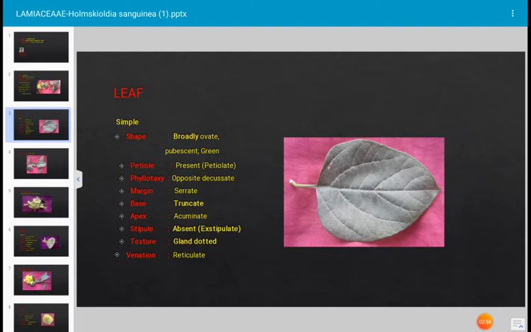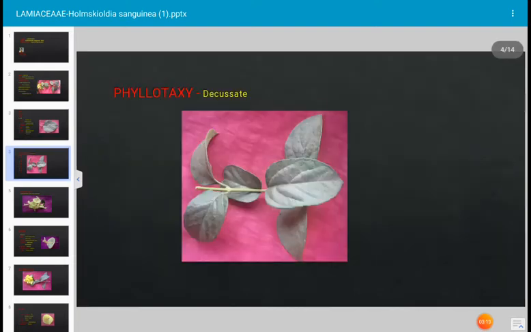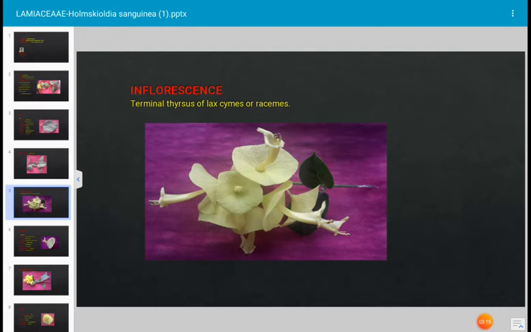And how is the venation of the leaf? Venation of the leaf is reticulate. Network of veins is present in the leaf. Venation is reticulate. Again the reticulate venation of the leaf means it is a dicot plant. This is phyllotaxy. And inflorescence.